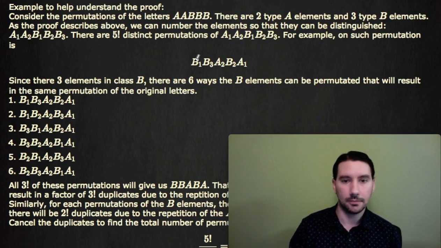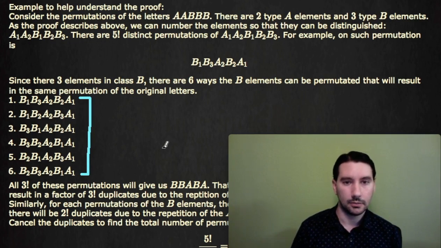So if I permute them as B1, B3, A2, B2, A1, I can distinguish that from B1, B3, A1, B2, A2. So if I swap the A1 and the A2, I can tell which order they're in. But whenever I can't distinguish between them, all of these are going to look the same, right? So there are 6 ways to permute the B's. For example, I could take B1, B3, B2, or B1, B2, B3, or B3, B1, B2, and so on.